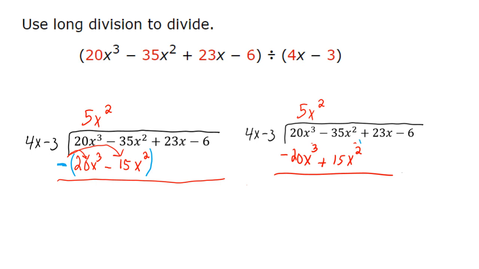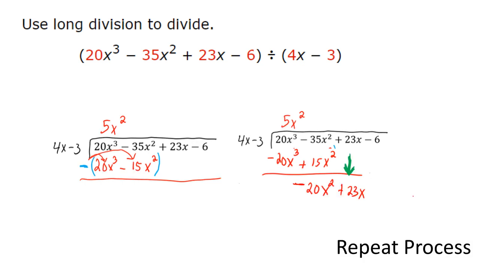And now I can add. 20x cubed minus 20x cubed is 0. We have a minus 35x squared plus 15x squared, which is a negative 20x squared. And then I need to bring down my next term. My next term is 23x. So I have to do the same thing again. I need to find a number that I can multiply to 4x that is going to give me negative 20x squared. And hopefully you can see that if I multiply a negative 5 times 4, that is going to give me the negative 20.